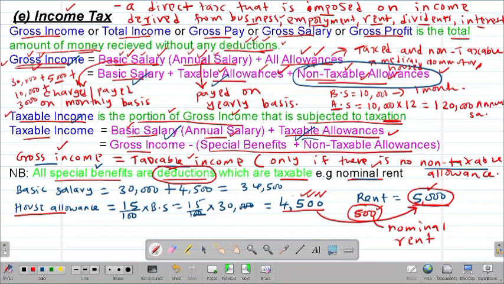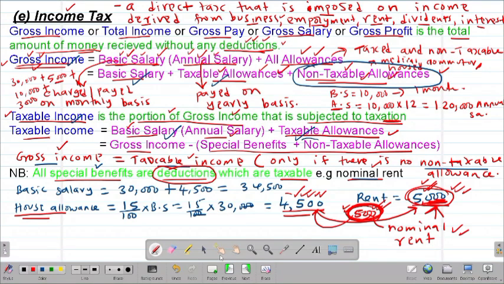So because the government had budgeted for 15% of the basic salary as the house allowance, which equates to 4,500, but the employee is being housed by the government, and the house that the employee is living in has a rent of 5,000 shillings, it means that on top of 4,500 shillings, the employee is supposed to add 500 shillings from his own pocket to cater for a total rent of 5,000 shillings. So this extra amount that the employee is taking from his pocket to add to the house allowance provided by the government, to fill the total rent of 5,000, this extra amount of 500 shillings is what we are calling the nominal rent.